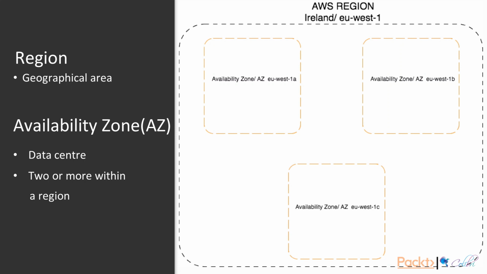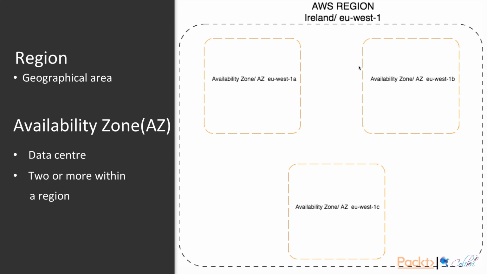AWS is composed of regions. Each region is a geographical area and is completely independent. A region is composed of 2 or more availability zones. An availability zone is a data center, and each availability zone is isolated. But the availability zones in the region are connected through low latency links.